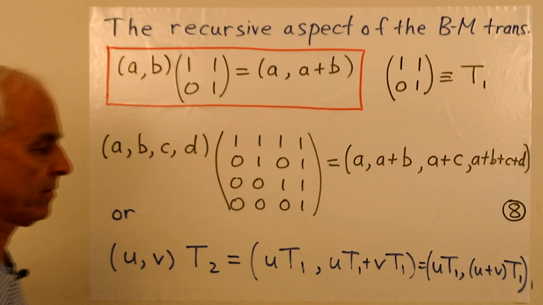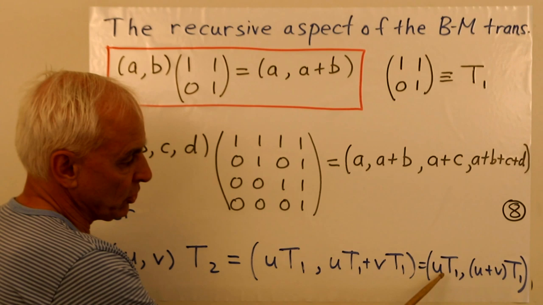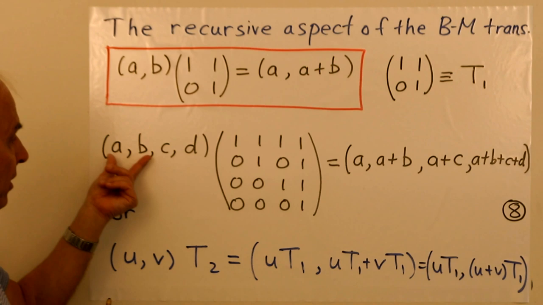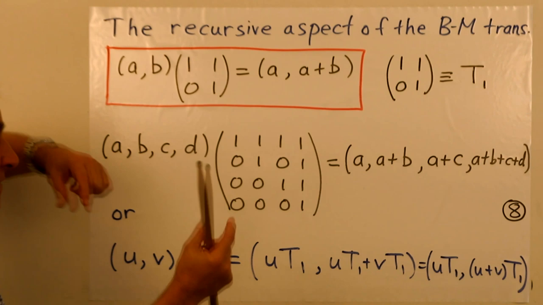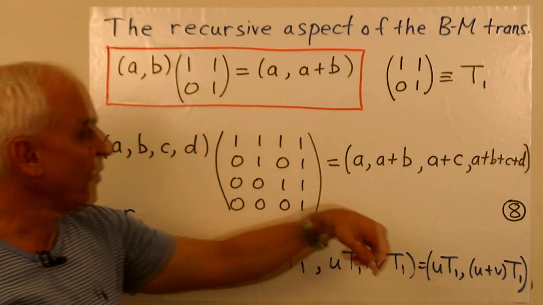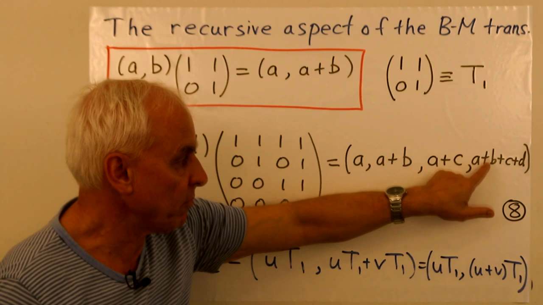And another way of saying that, because of the linearity, is that it's the vector U T1 together with U plus V times T1. So what we're doing is taking this first vector U and this second vector V, and adding them. So AB plus CD is the vector A plus C, comma, B plus D. And then we're applying T1 exactly like here to get this second half. So the A plus C stays where it is, and we add the A plus C to the B plus D to get A plus B plus C plus D.